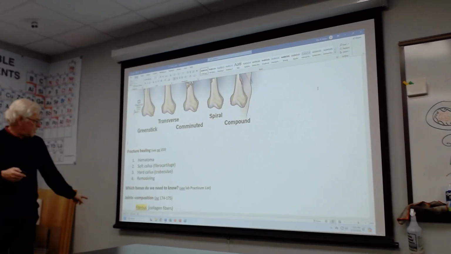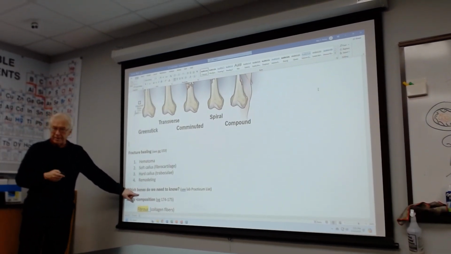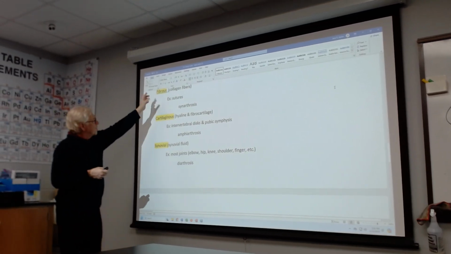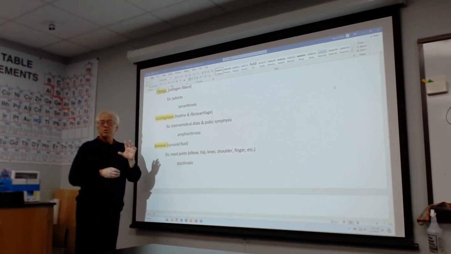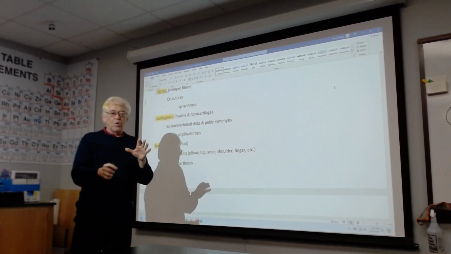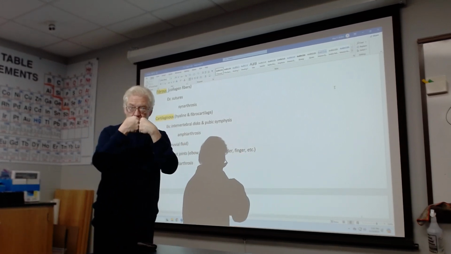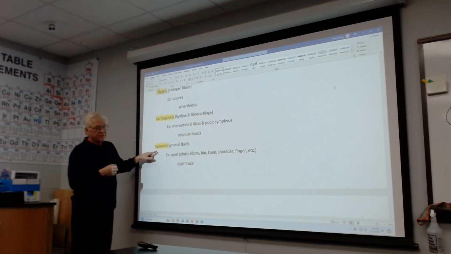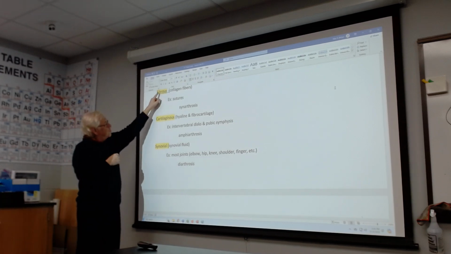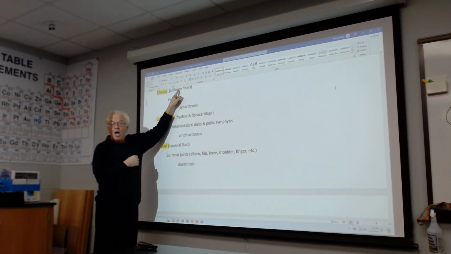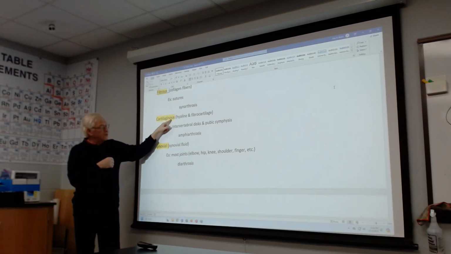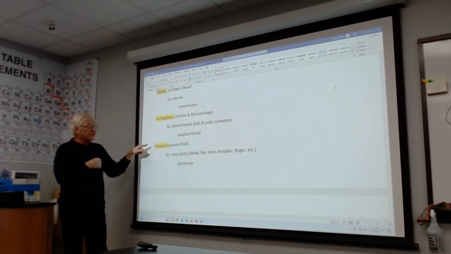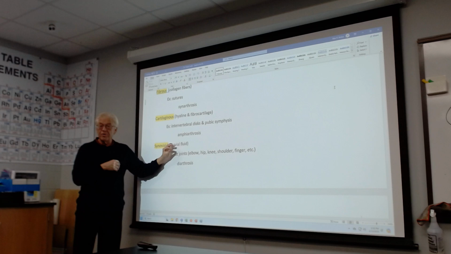Now, which bones do you need to know? That's on your lab list, and we did that in lab today. The next thing are your different types of joints. What's a joint? A joint is where two bones come together. Well, your joints are called fibrous, cartilaginous, or synovial on purpose. The fibrous ones are made of collagen fibers. The cartilaginous ones are made of cartilage, hyaline cartilage or fibrocartilage. And the synovials are hollow with synovial fluid.